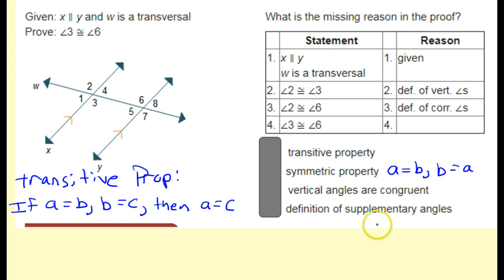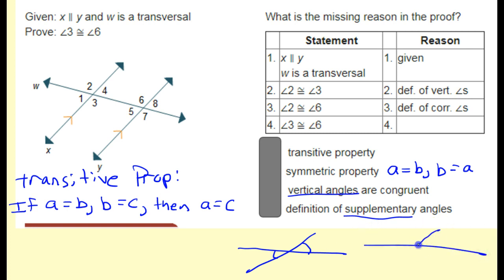Okay, vertical angles. All right, let's talk about vertical angles. Vertical angles are like this. When lines intersect, they form vertical angles, and vertical angles are congruent. And supplementary angles, the definition of supplementary angles is they add up to 180. So maybe if I had two angles that were side by side, if this were angle 1 and this were angle 2, I could say something about the definition of supplementary angles. They add up to 180 degrees.